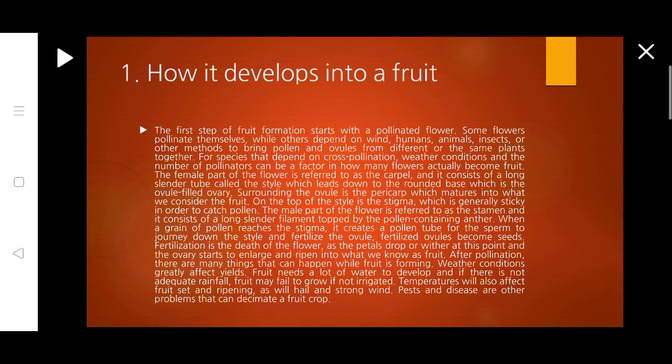Fruit needs a lot of water to develop, and if there's not adequate rainfall, fruit may fail to grow if not irrigated properly. Temperatures will also affect fruit set and ripening, as will hail and strong winds. Pests and disease are other problems that can decimate a fruit crop too.